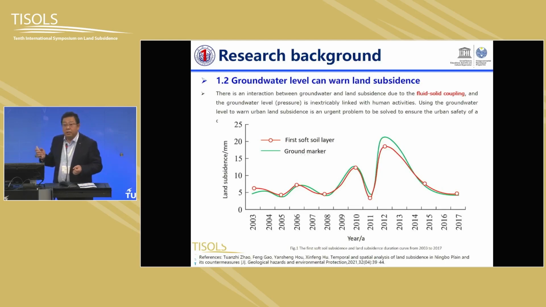This is also a figure of Ningbo City. We can see that in a period, the groundwater level fluctuation is concerned with the land subsidence. If we know the groundwater fluctuation will cause unacceptable land subsidence, we can try to control it.